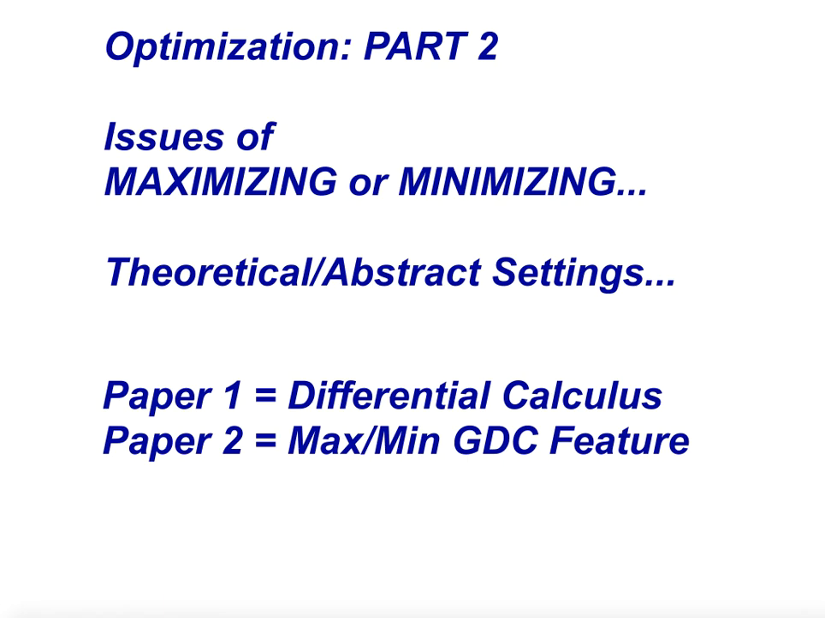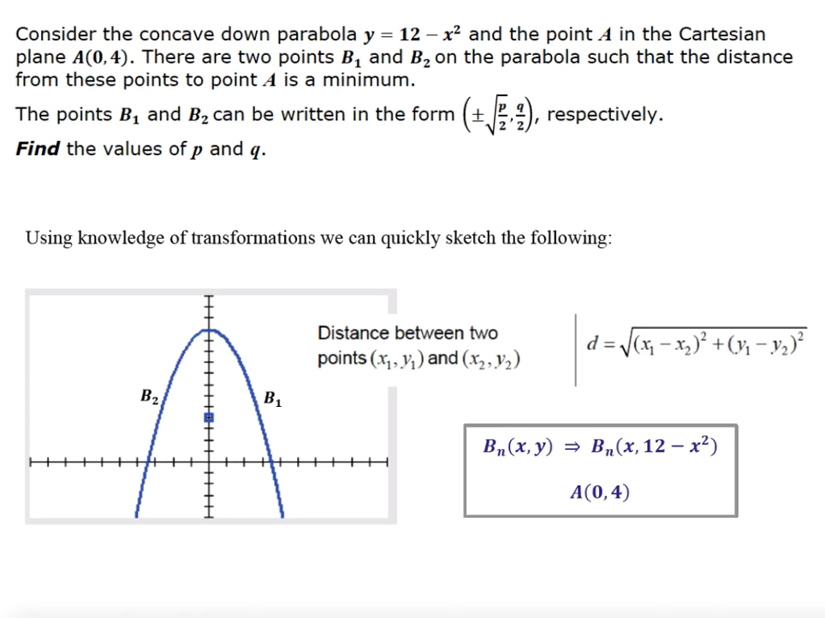Okay, let's call this optimization part 2. Again, dealing with maximizing or minimizing. This part, as opposed to part 1, will be more theoretical or abstract in nature. If you're an SL student, it's probably more at the level 6, level 7 of SL, probably more appropriate overall for higher level students. Again, we'll take a paper 1 and paper 2 approach as we go through.